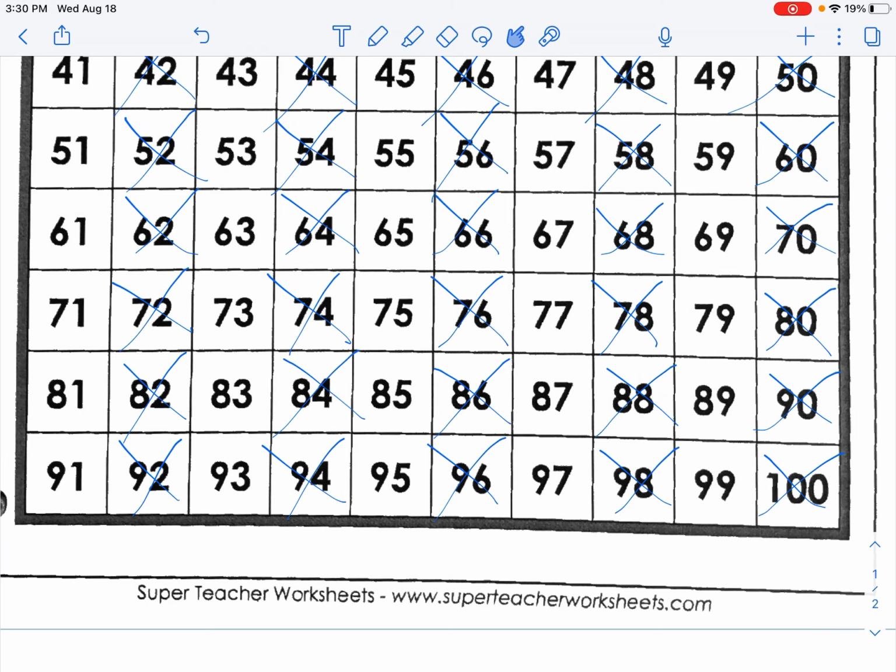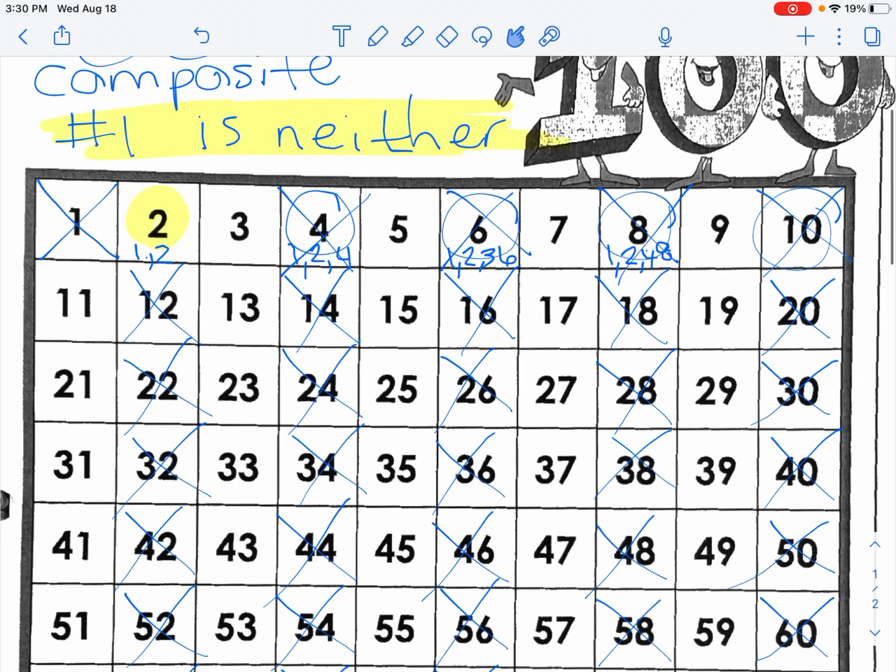Okay, so we just crossed out all the multiples of 2 that are 4 or greater. So let's look at the number 3. The number 3 only has factors of 1 and 3. So 3 is a prime number, but just like with 2, if you think about every number that's a multiple of 3, it's going to have more than 2 factors. So think about the number 6 again. We had 1, 2, 3, and 6. 3 times 3 is 9.